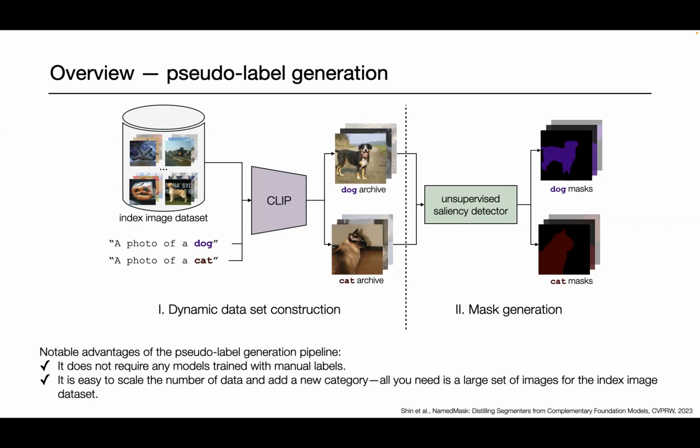Overall, this pseudo label generation pipeline has two advantages. First, it does not use any models trained with manual labels. Second, as long as you have a large enough set of images, you can readily scale all the way up as you want. And adding a new category to segment is as easy as feeding another text prompt to CLIP.